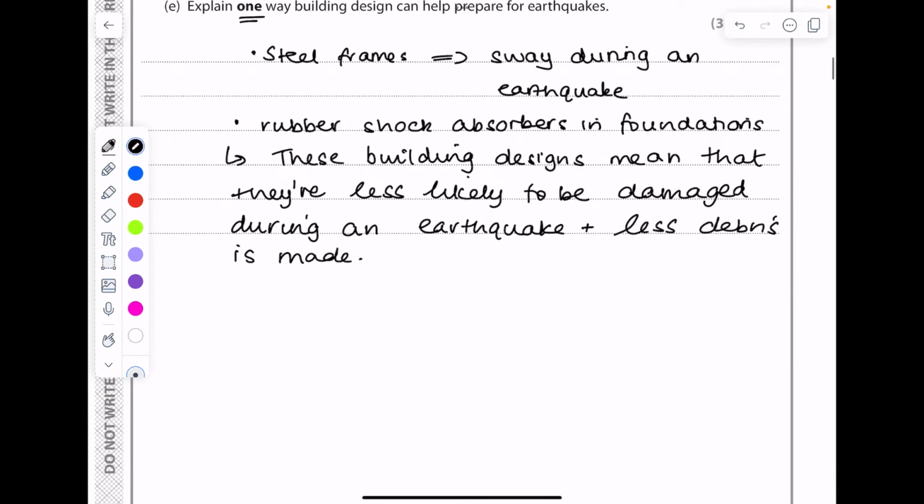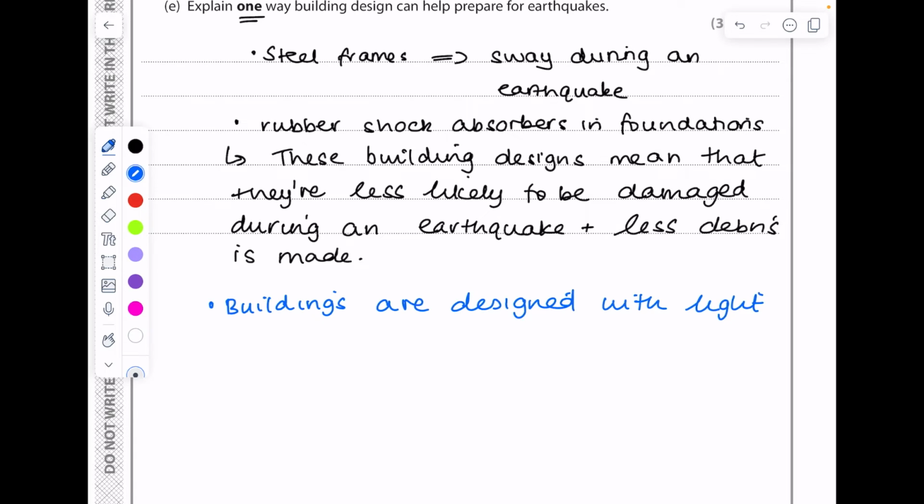You could talk about buildings having lightweight roofs, and safety glass in windows. This is important because you're going to find that during an earthquake, the glass will smash, and that's obviously going to be awful for anyone walking beneath the building. In this way, you're going to reduce the number of injuries.